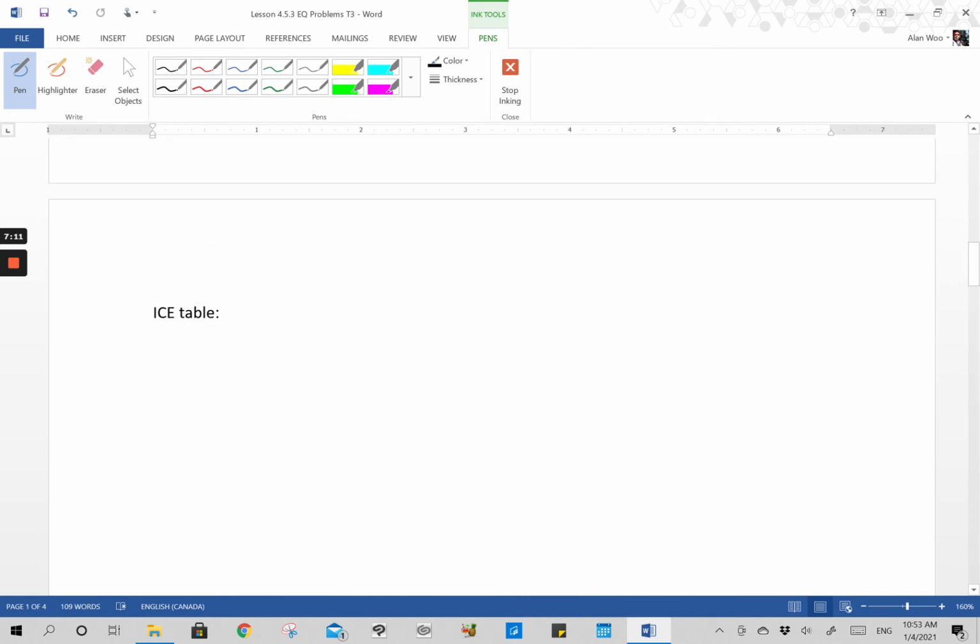So in order to set up an ice table, I'm going to need to write out what kind of reactants I have. So I have 1 N2, 2 O2, and 2 NO2. Because we have 3 substances, we're going to have 3 columns.